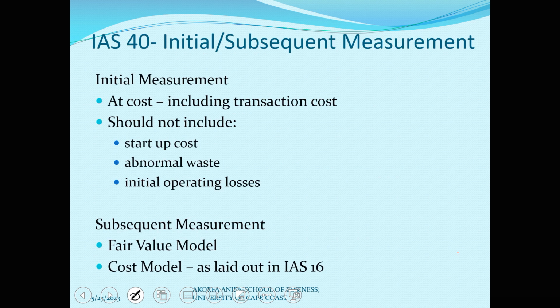Initial and subsequent measurement. For investment property, initially you measure it at cost, including transaction costs. And that cost should not include startup cost, abnormal waste, and initial operating expenses. It doesn't include that, right? Then subsequently, after day one, at the end of every year, the entity has two options: either fair value model or cost model.